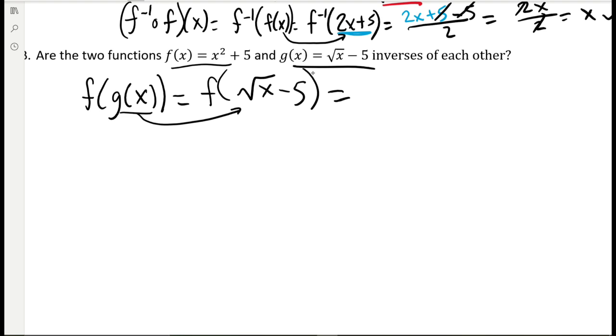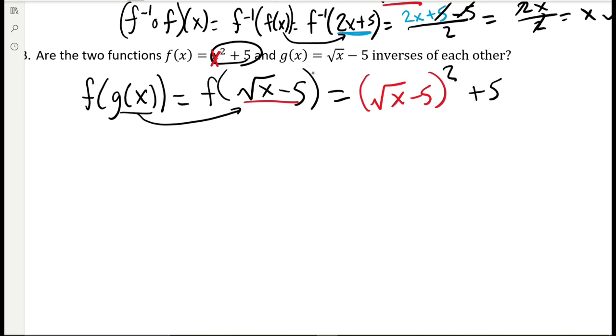Let me get rid of this. This is f, right? And so we're using f here. And then this x that you see here will get replaced with this, the square root of x minus 5. So f is x squared plus 5, so I'm going to do x, which is all of this now, replaced, and then we have squared, plus 5. So that's how we plug that in.